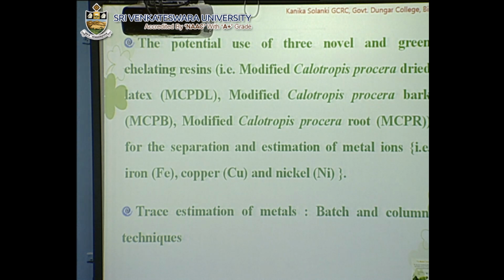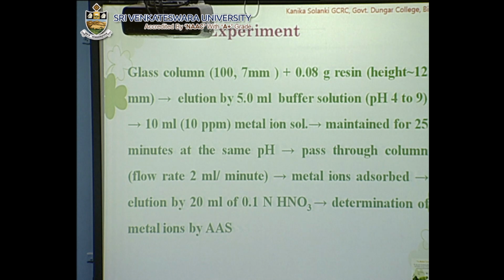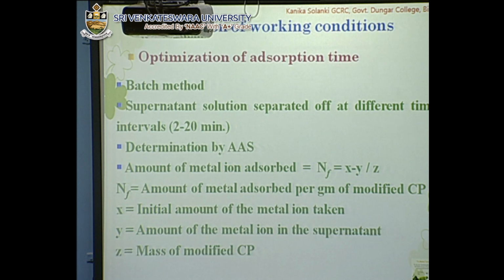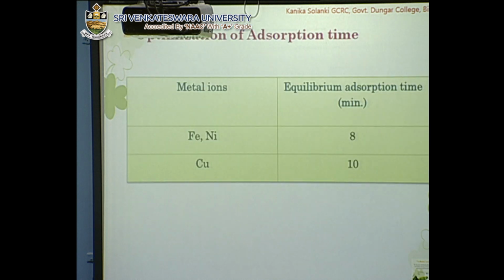For the trace estimation of metal ions, we have used batch and column methods. The optimization of working conditions. For the optimization of absorption time, we have used the batch method, and the supernatant solution was separated off at different time intervals between 2 to 20 minutes, and the solution was determined by means of AAS.